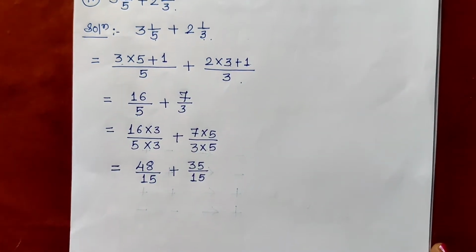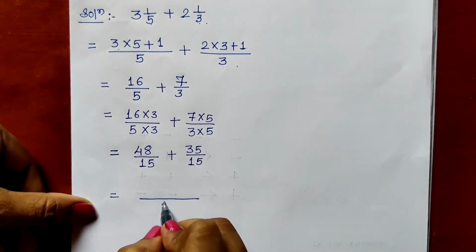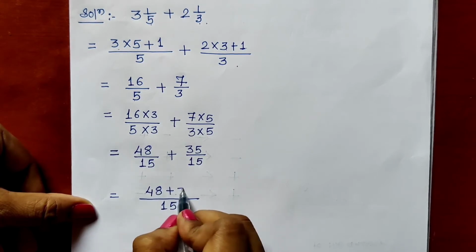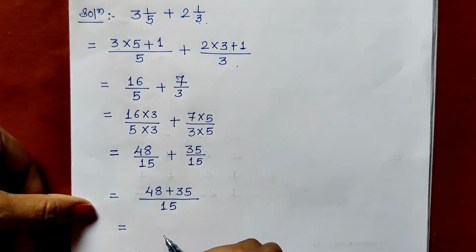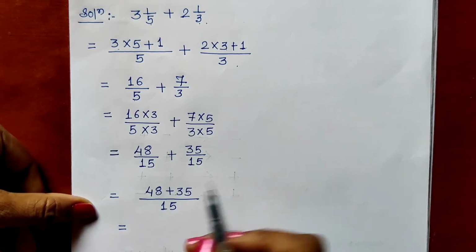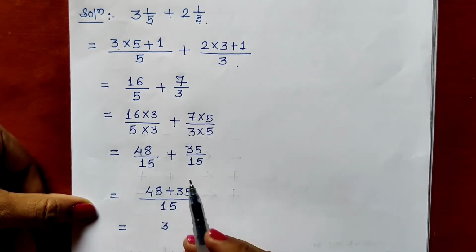After getting equal denominators, what will we have to do? We will have to write the denominator one time. 15 we write one time, and we will add the numerators 48 plus 35. What is the answer? 48 plus 35, 8 plus 5. You can do it orally also now, because you have all gone to 6th standard. Every time you don't need to put the numbers one below the other and add. 8 plus 5, we all know 13. Write 3, 1 carrying. 4 plus 3 is 7, and 7 plus 1 carrying is 8. 83. In this way you can do.